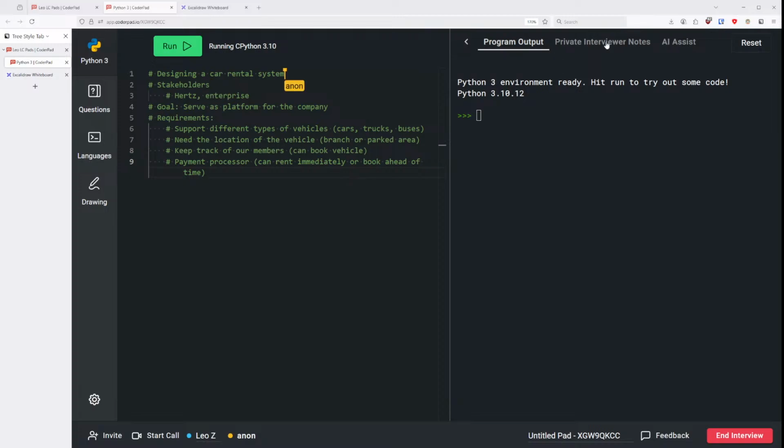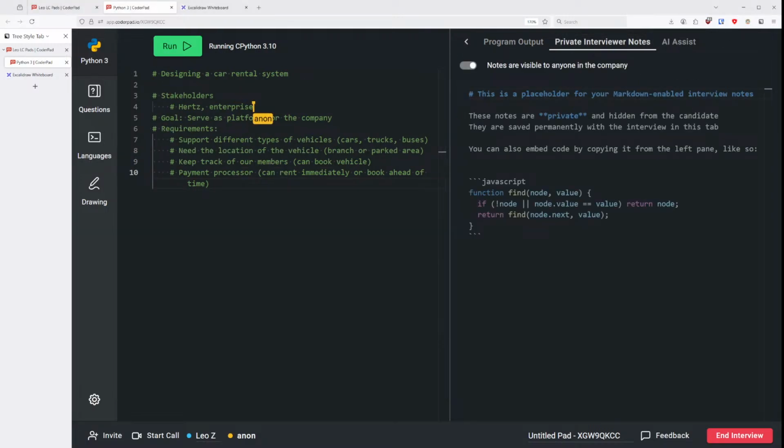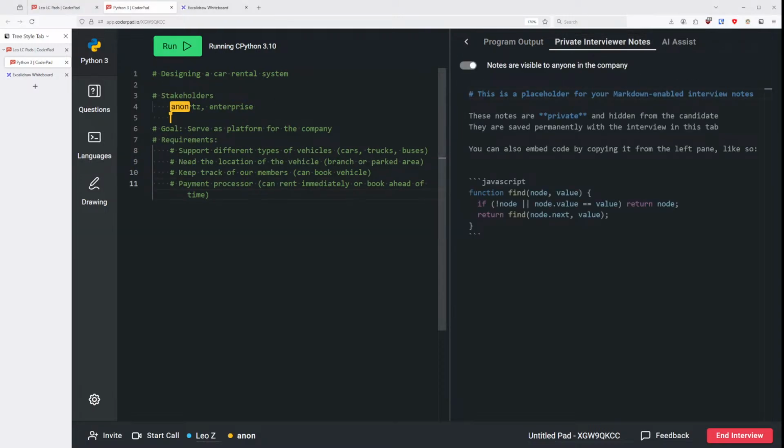So, design a car rental system. Could you clarify what Hertz is? I haven't heard of it. If you know Enterprise, it's the same thing. It's just a car rental company. Oh, okay.